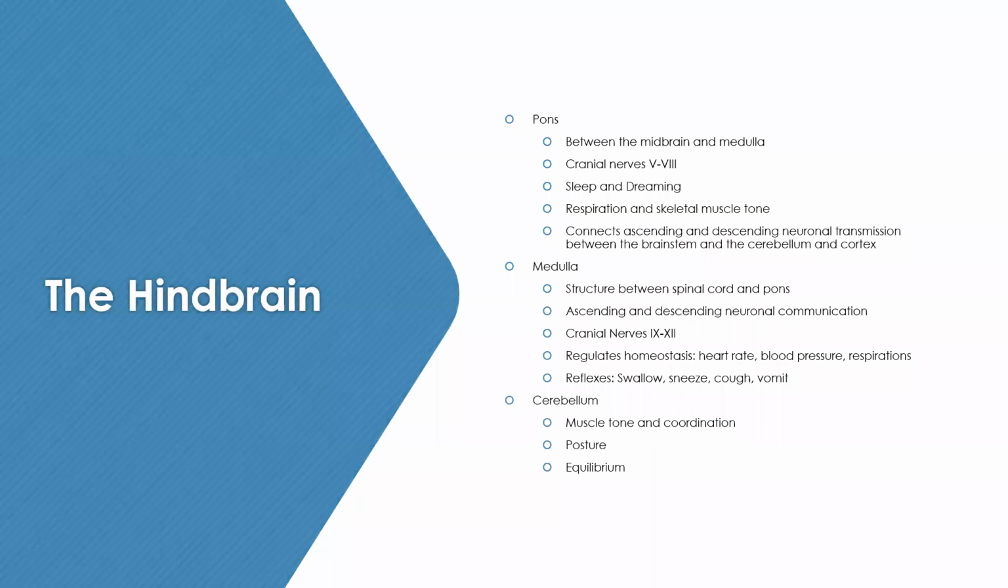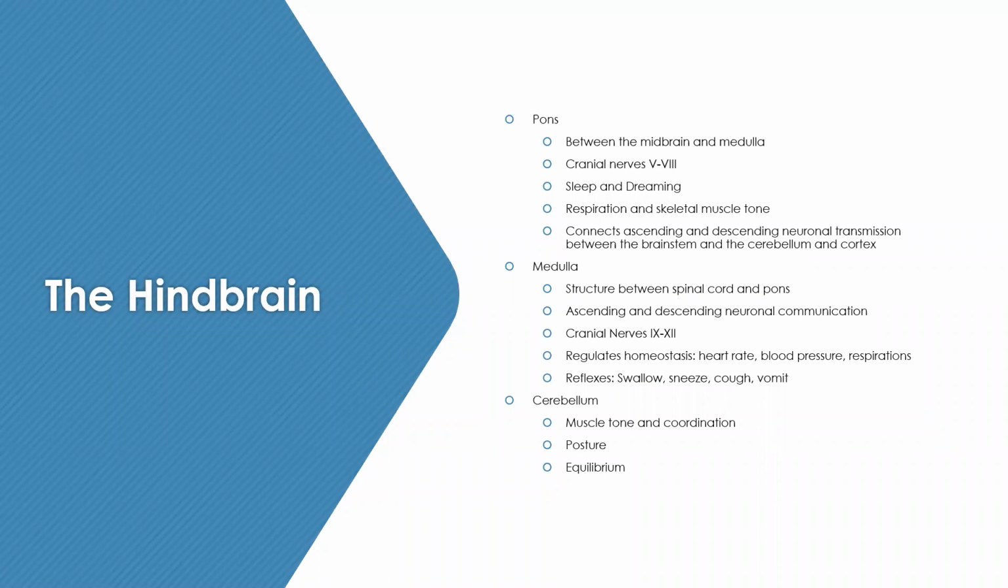And then lastly, we have the hindbrain, which includes the pons, the medulla, and the cerebellum. The pons is located between the midbrain and the medulla and controls cranial nerves 5 through 8. It also assists with sleeping and dreaming, respirations and skeletal tone, and it connects the ascending and descending neuronal transmission between the brainstem and the cerebellum and cortex.